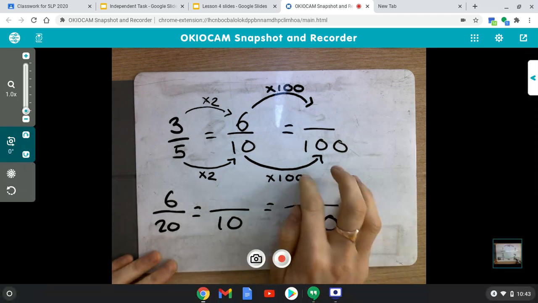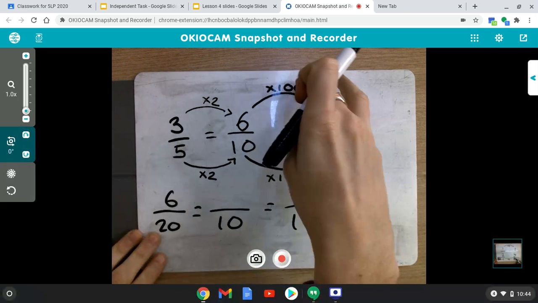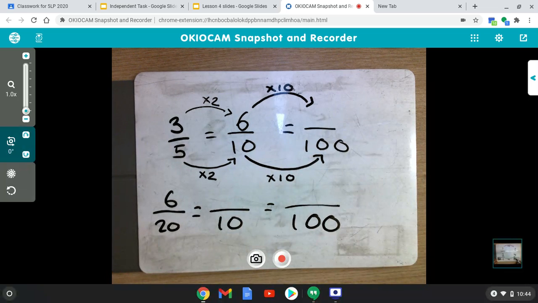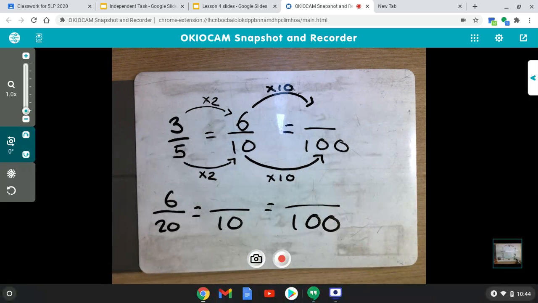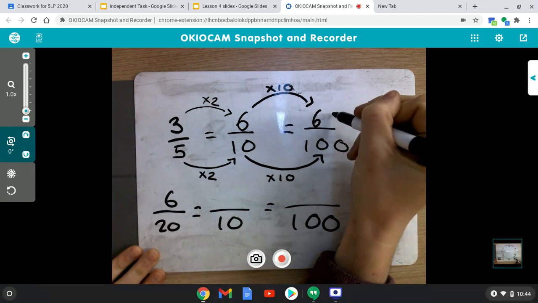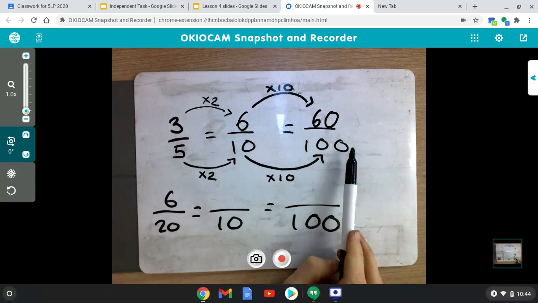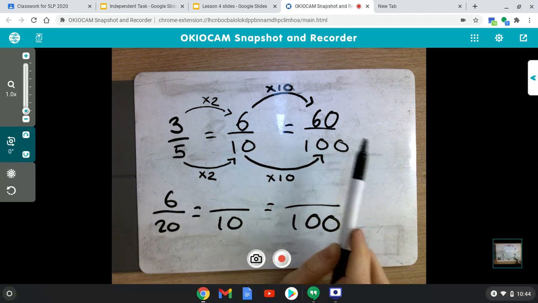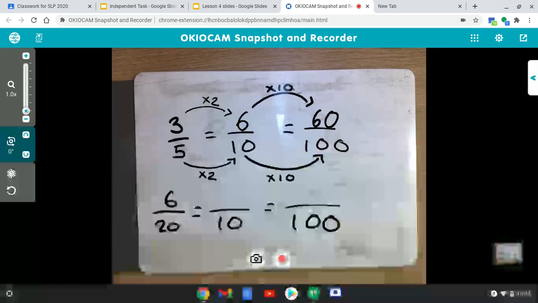My apologies, I've just realised I've made a mistake there. I haven't multiplied by 100 there, I've multiplied by 10. So I need to do that on the top there as well. My apologies. So 10 multiplied by 10 gives me 100. 6 multiplied by 10 gives me what? Well done if you said the answer is 60. So all of these fractions, you can see 3/5, 6 tenths, and 60 100ths are all equal to each other. I want you to pause the video and see if you can do the same for these bottom ones.